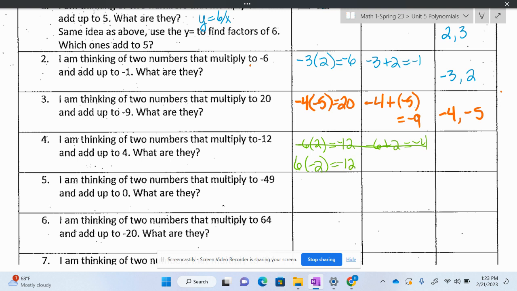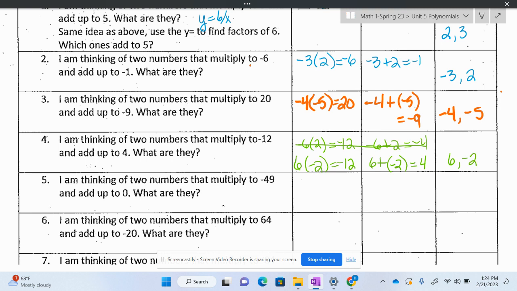So here's a perfect example. I couldn't have done this better if I'd planned it, Trevor. Nice job. Here's a perfect example of when you have the right factors, but you just have the negative on the wrong term. So 6 plus -2 equals +4. So my numbers are 6 and -2.